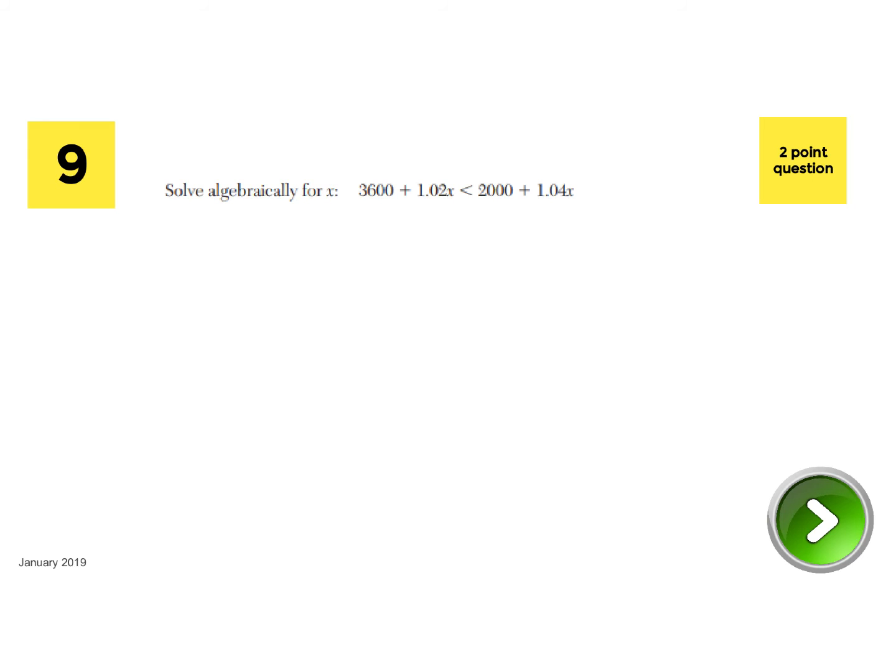Our next problem, solve algebraically for this. The one thing you want to remember is you only flip this sign when you multiply or divide by a negative. Notice here it is a 2-point question. That means that it's not multiple choice. We need to see your steps. So you have your opportunity to subtract on both sides or add, and actually let's talk about that. Which one should we do? We should move our x's to the right as far as moving and avoiding negatives. So minus 1.02x, minus 1.02x is going to simplify out with positive numbers.